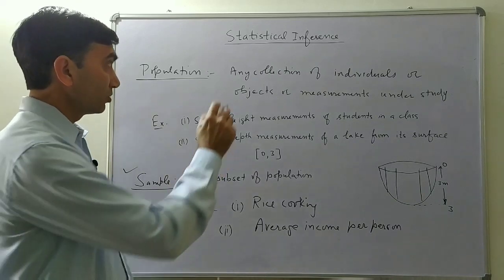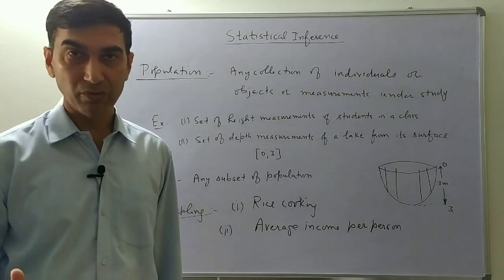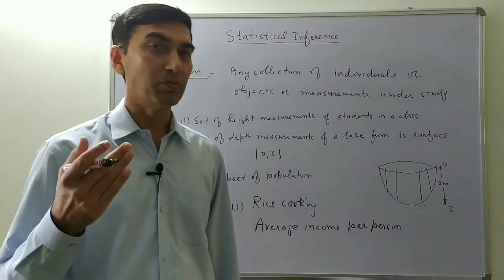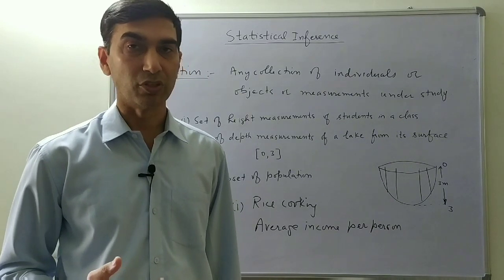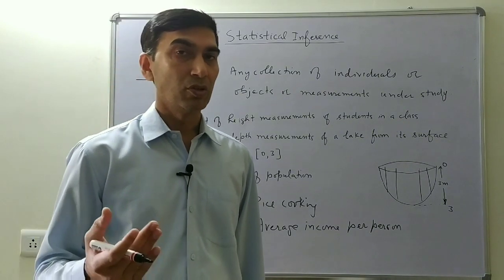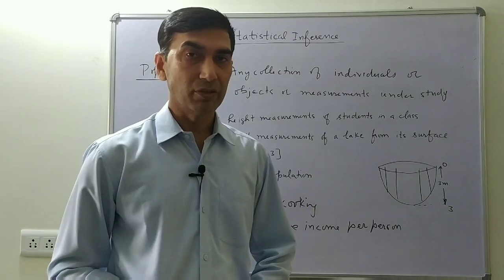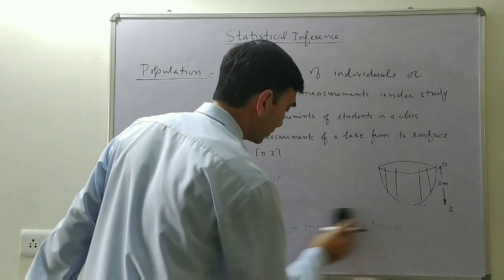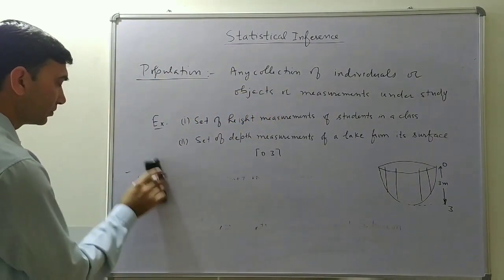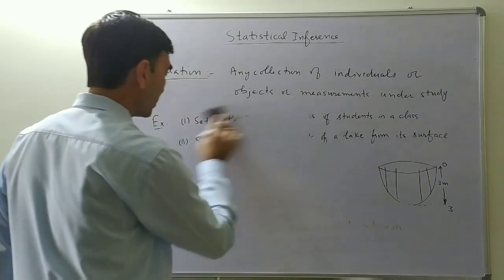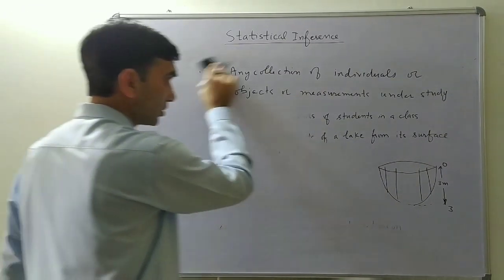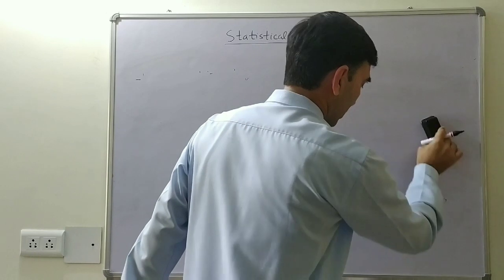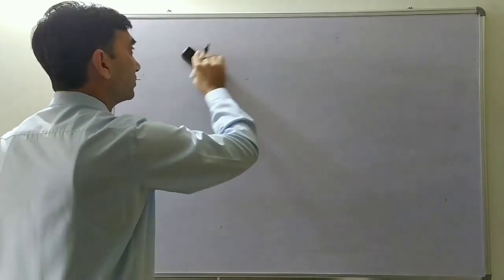So the whole purpose of statistical inference is sampling from the population, and then on the basis of sample information to know the property of interest from the population. So this is the purpose of sampling inference. So before I move to the definition of random sample, let's recall some important definitions related to continuous and discrete random variables.